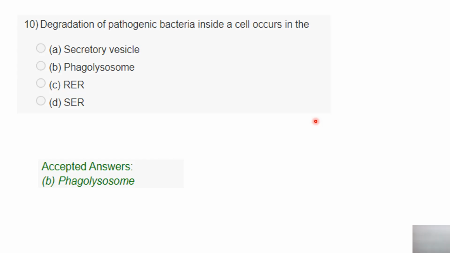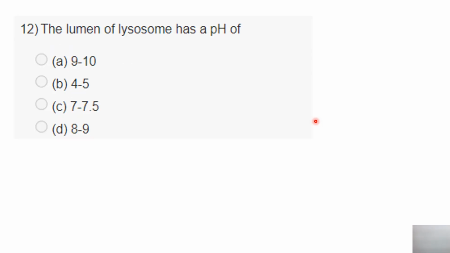Okay, so we'll move to the next question for today, if there's no doubt regarding this question. The lumen of lysosome has a pH of: A, 9 to 10; B, 4 to 5; C, 7 to 7.5; and D, 8 to 9. So I'll again wait for 2-3 minutes. If you know the answer, let me know. We'll move on to the answer then.